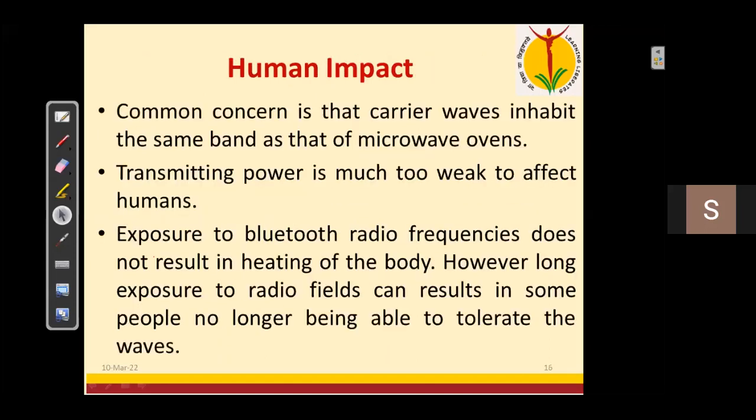So we need to see how this technology is going to create an impact on the environment. One of my friends, when I was doing my PhD, did his PhD on the impact of electromagnetic wave radiation on human beings. He studied the base stations which are installed in the city, and how they create an impact on the people staying nearby.